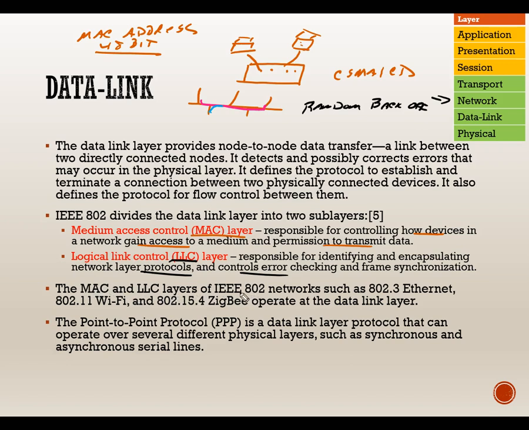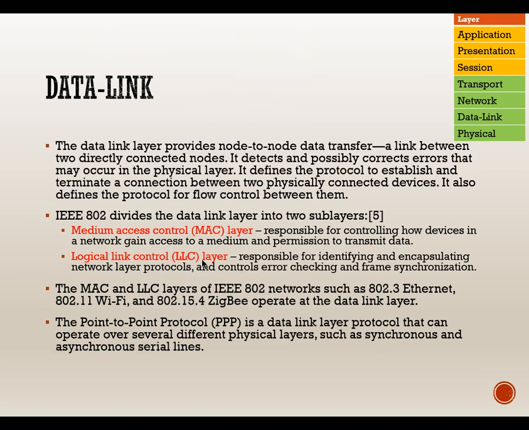A MAC and LLC of 802.2 networks, 802.3 Ethernet, 802.11 of Wi-Fi, 802.15.4 Zigbee operate at the data link layer. Point-to-point protocol is a data link layer protocol that can operate in several different physical layers. Synchronous and asynchronous. Synchronous is always online, your cable modem. Asynchronous is on demand, which would be something like a dial-up connection when we would do one of those.